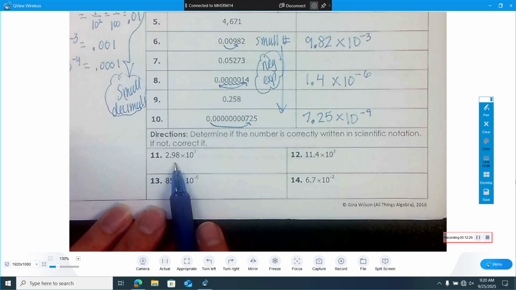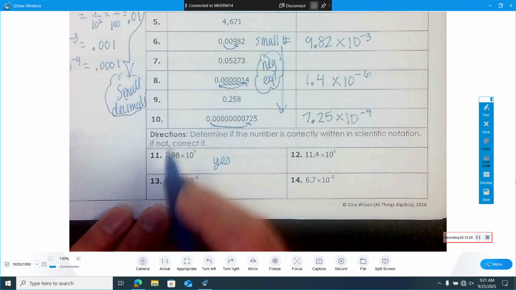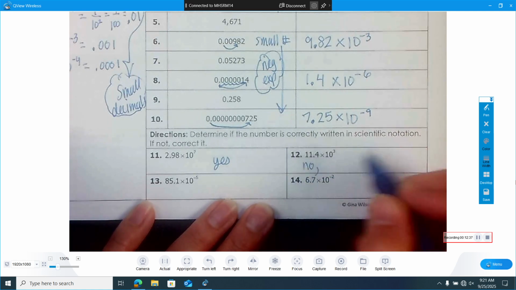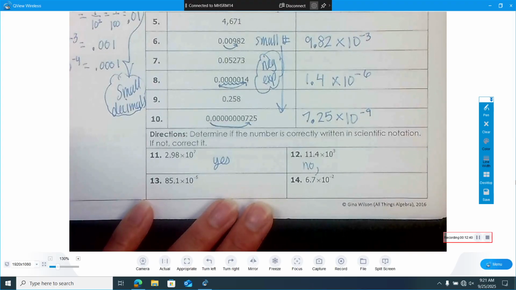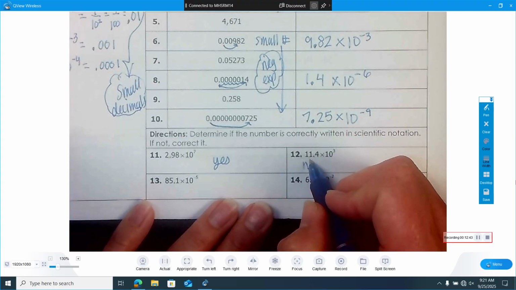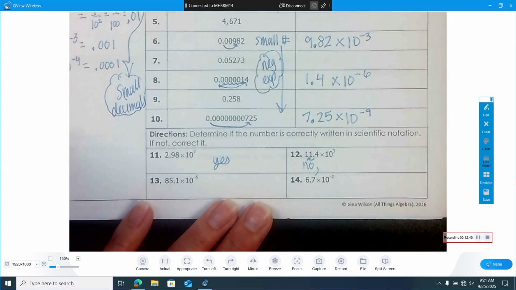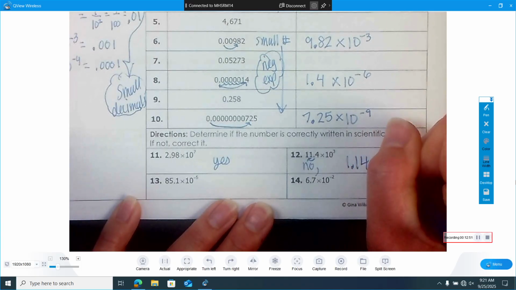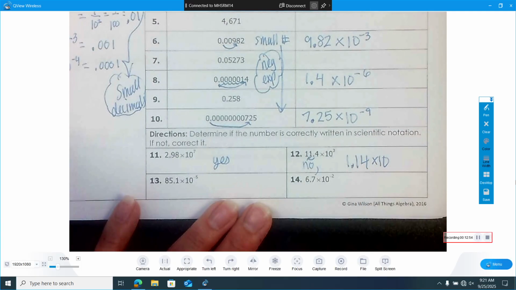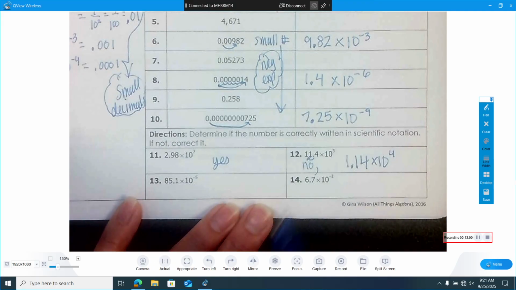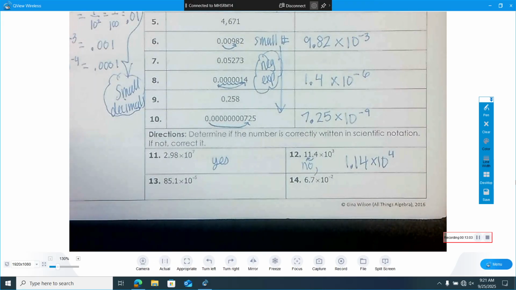How's number 11 look? Does that look good? Yes, that is correctly written. Let's look at number 12. Is that right or wrong? Wrong. No, that's no good. All right, so it's no good. Why? Yeah, 11 is too big a number. So we need to move the decimal one more place over. All right, so 1.14 times 10. It was 10 to the 3rd, but if I move the decimal, it's going to increase to 10 to the 4th. This is a big number. Our number is still going to have positive exponents. We're increasing it a little more.